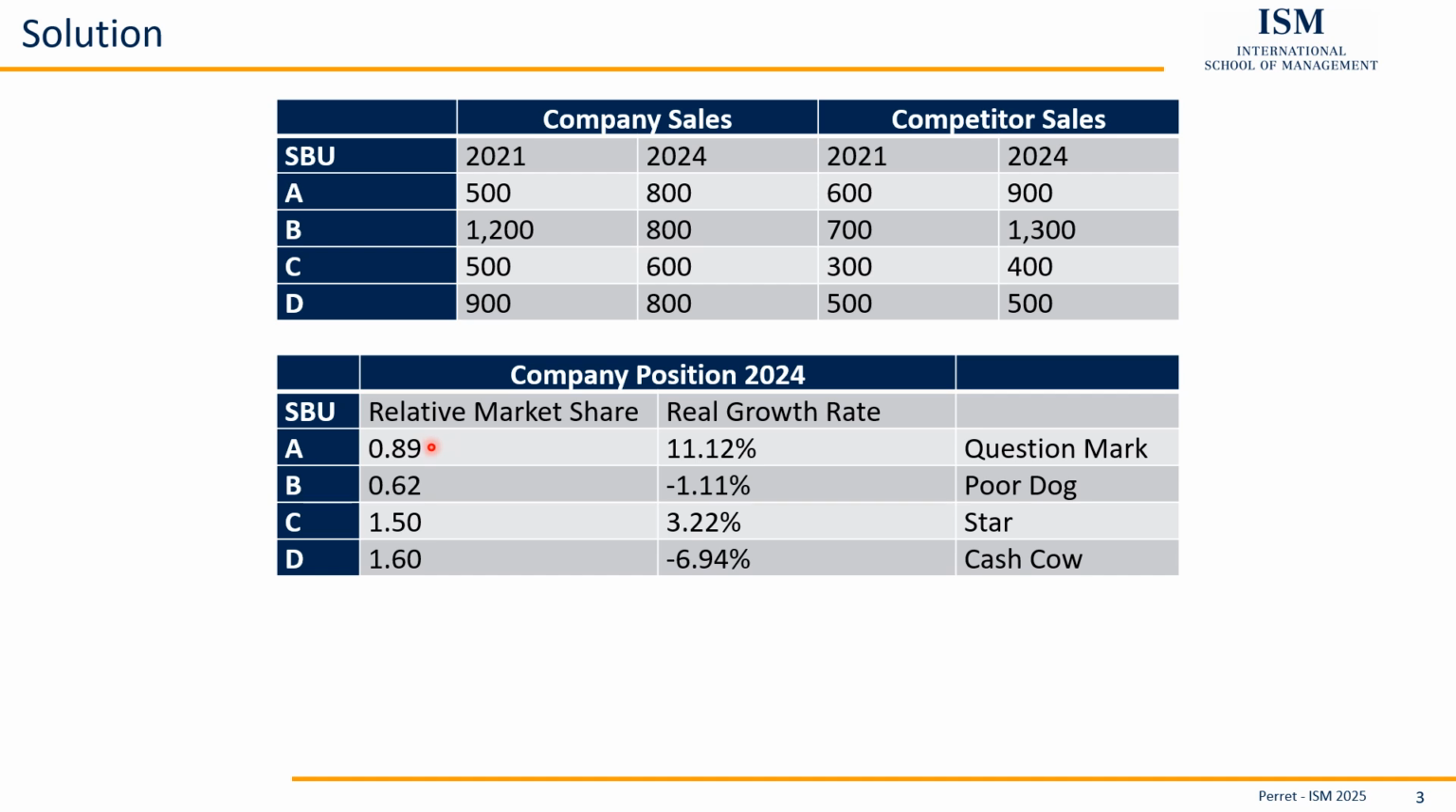And well, we had also the relative market shares. So based on relative market shares and the real growth rates, we can then assign each business unit to one of the quadrants. The cutoff point for relative market share is 1. So do we sell more or less than the competitors? Less, it would be smaller than 1. Larger than 1 means we sell more. For the real growth rate, we would consider as cutoff point 0, meaning the market is shrinking or increasing.